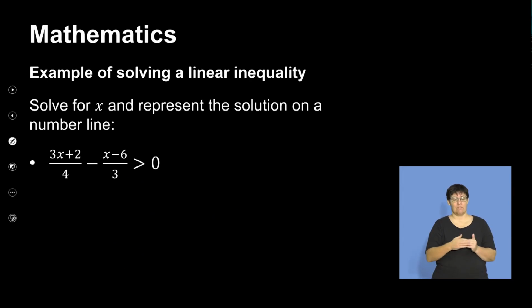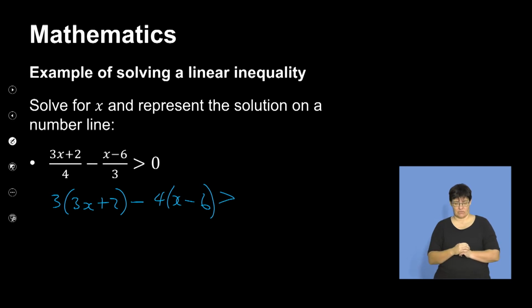And then another type of question that I have here, it's still a linear, although it has fractions, and I know that fractions can then throw you off. But remember, you multiply everything by the LCD, which is 12. It will then give me 3 into 3x plus 2 minus 4 into x minus 6, and this will be greater than 0. Remember, 0 multiplied by anything is always 0.